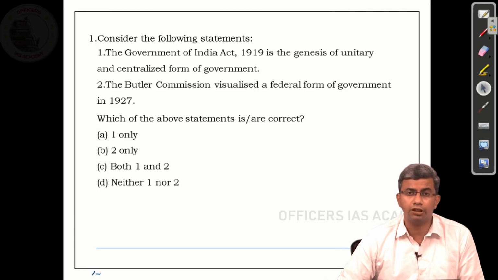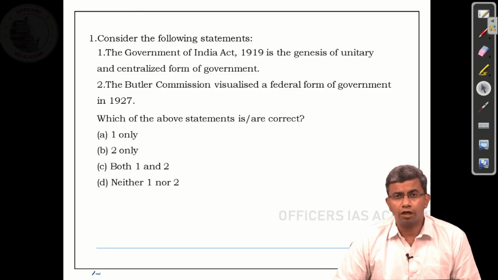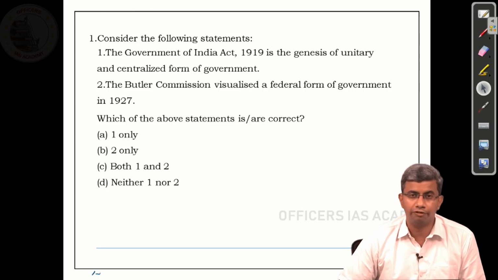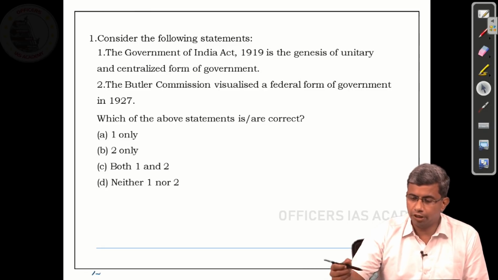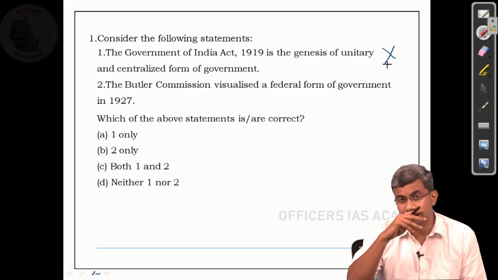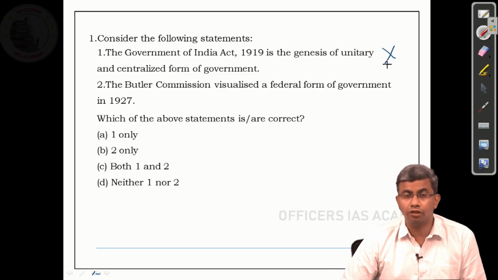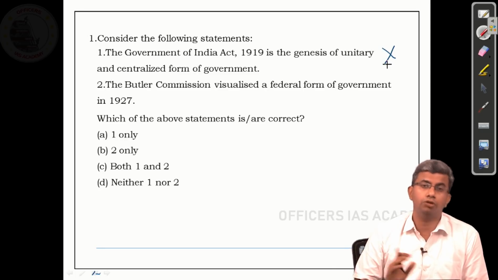Which of the above statements are correct? We have done historical underpinnings of the constitution so many times in the class and also in the previous test discussion. The first statement is obviously wrong because it was from 1919 that the diarchy was introduced in the provinces. So actually more powers were given to the provinces.